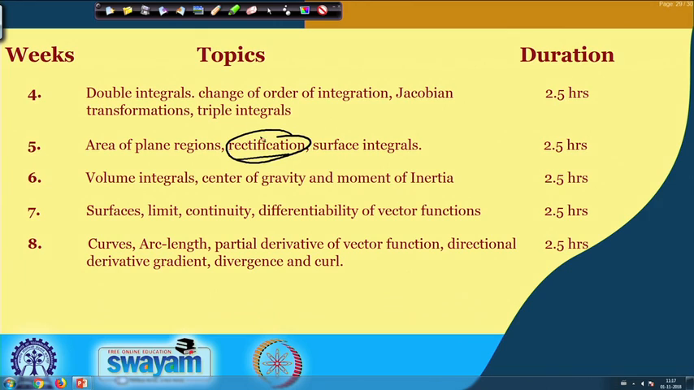Today our topic in agenda is rectification. So what do we mean by rectification of a curve, and how do we calculate it? We'll look into the definition of rectification of a curve, and then we'll work out a few examples just to make the concepts clear related to this topic. So let's start. Today we will start with rectification.